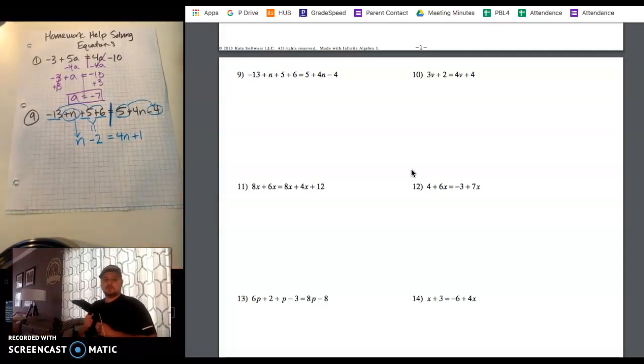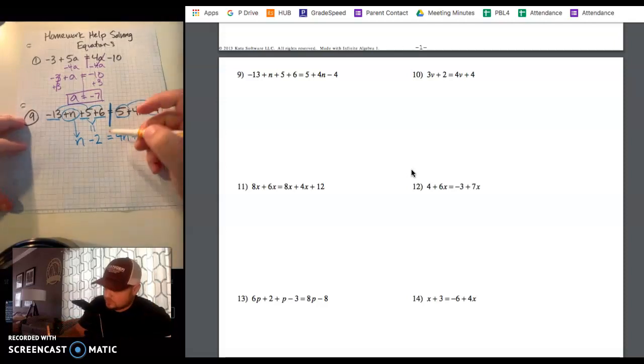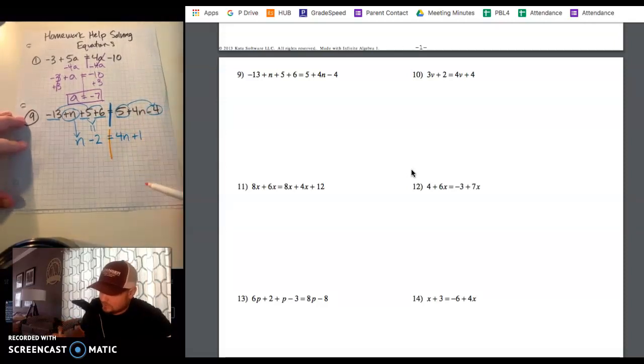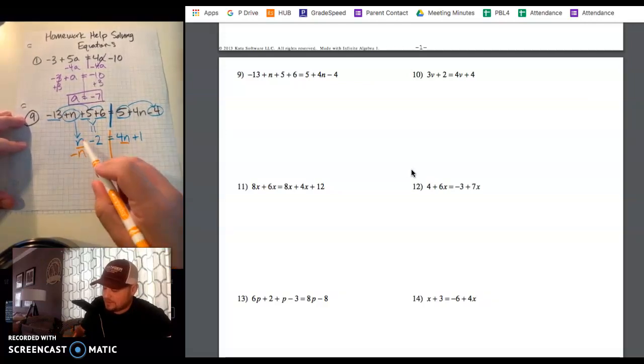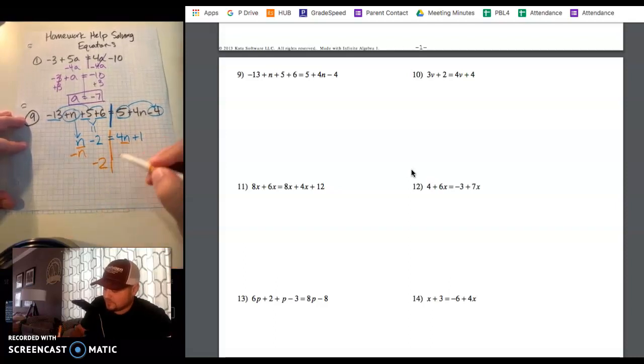Okay, so now for step 3, get all of the variables onto one side of the equation. We have the right side and the left side. Both sides have an n, so I need to put the n's from one side to the other. So I'm going to get rid of that n. All right, n minus n makes 0. I like that, so that leaves me with -2 on this side. Subtract the n from this side as well.